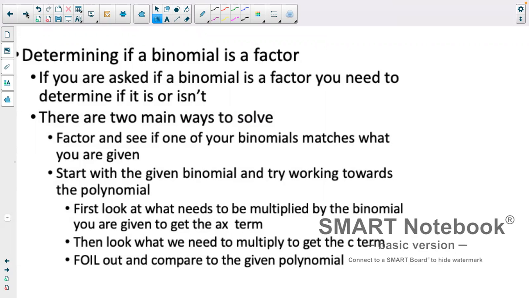To do this, we look at what we need to multiply the binomial by to get our ax squared term, and then look at what we need to multiply by to get our c term. We'd then FOIL out and compare to the given polynomial. So we'll do a couple examples. The first one we'll use for factoring. The second one we will work backwards to create a polynomial.